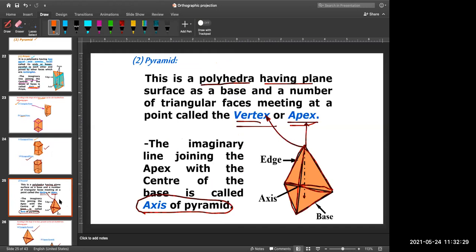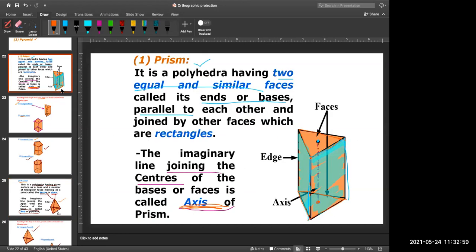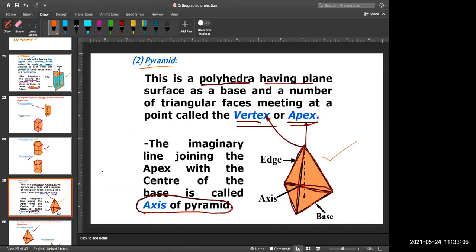Now coming to the next type of your polyhedra solids. These questions are normally asked in your viva examinations: what do you mean by polyhedra solid? What is the difference between prism and pyramid? You should be able to answer these. Now coming to pyramid. What is the difference between this figure and the one that you have seen in the previous figure? Here you can see those two parallel faces are connected with rectangular faces, but here you have one face at the bottom.